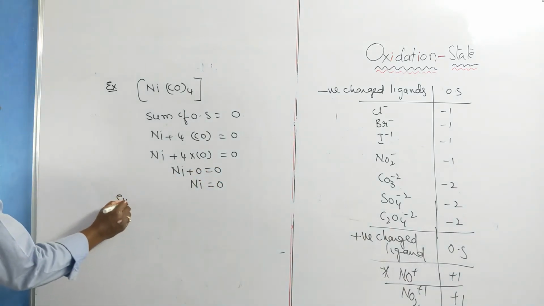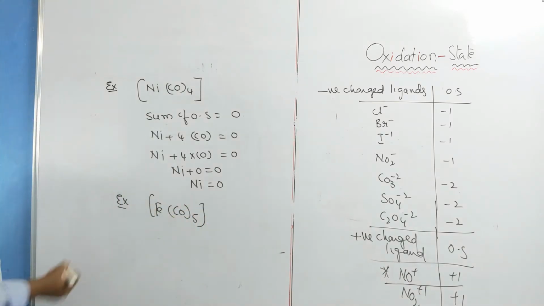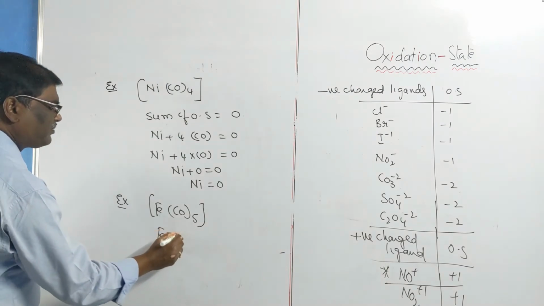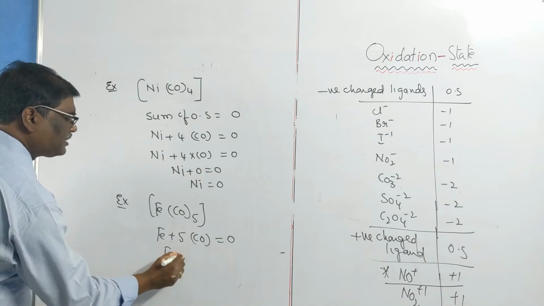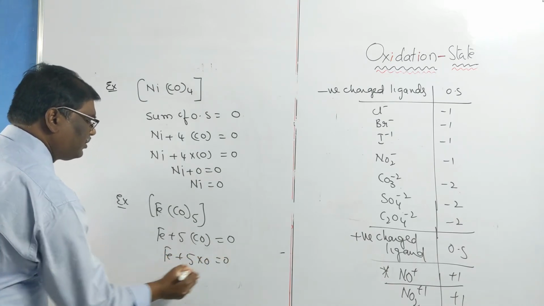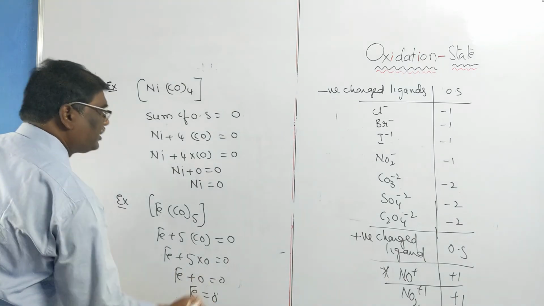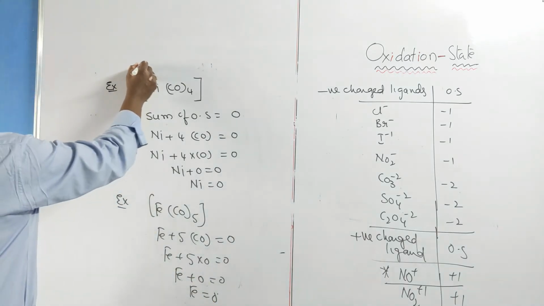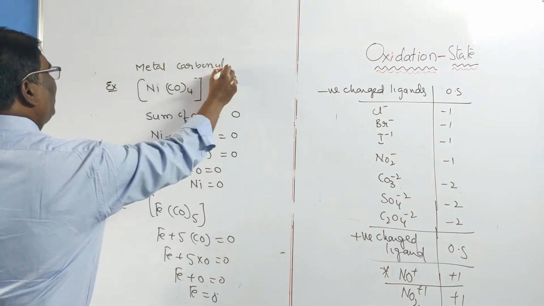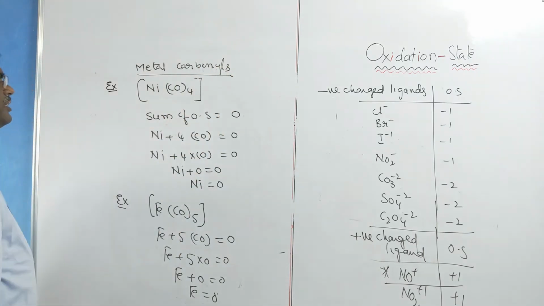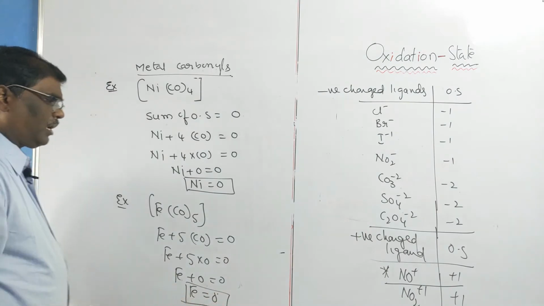One more example. We are taking pentacarbonyl iron. For this one, again iron plus 5 carbon monoxide is equal to 0. Iron plus 5 into 0 equal to 0. So iron oxidation state is 0 in this case. So it is clear. These are called metal carbonyls. In metal carbonyls, the oxidation state of metal is found to be 0. Now the next type.